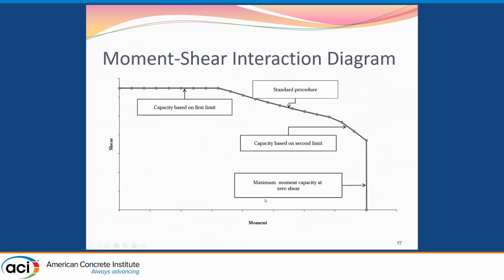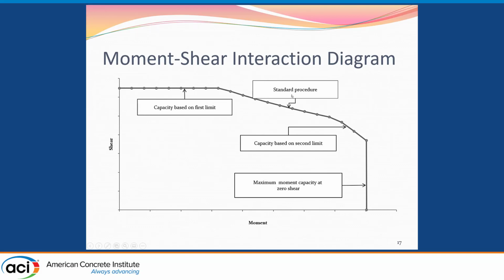This is an interaction diagram, with the moment on the x-axis and the shear on the vertical axis, for a constant axial force P. This is our standard procedure. If we did not have the first limit, which is M has to equal VdV, we would be exceeding the limit, going in a straight line. However, we go to a flat plateau here because of the first limit.